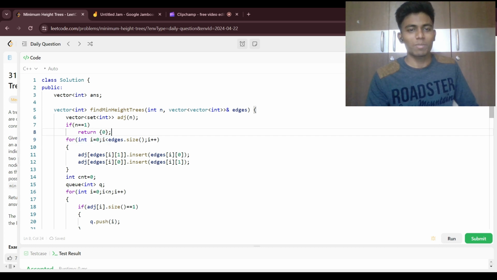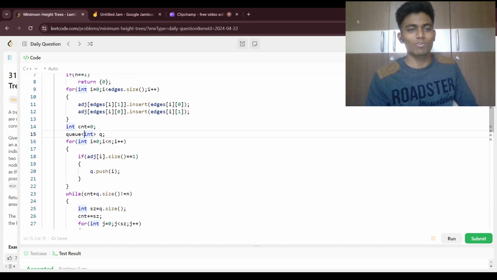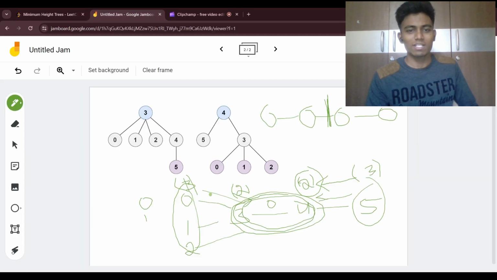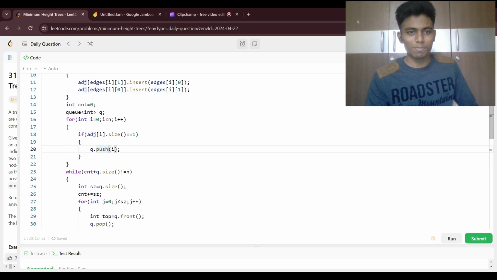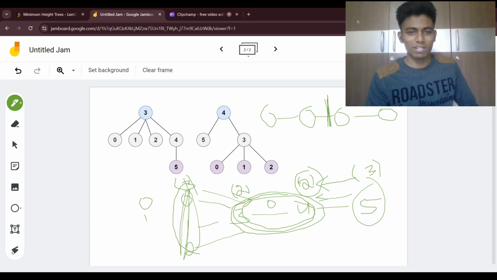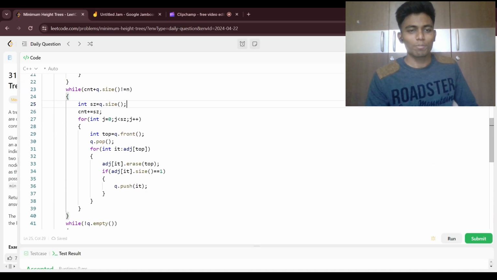That's why we are going to add edges in this adjacency list, and then count the number of nodes which are traveled, and check if a particular node is a leaf node. A leaf node, in the sense, if I have only one neighbor, that means that element is a leaf node. So we add it to the leaf nodes, and whenever we are done with this leaf node, we remove the edges present between 3 and 0, and then we remove from 0 to 3, and then we push, and increase the size. Then we pick the top element present in the queue, pop it, check each adjacent element, and erase this particular element.